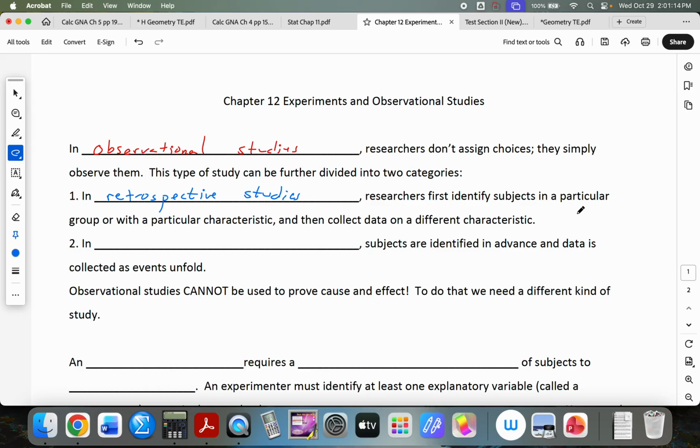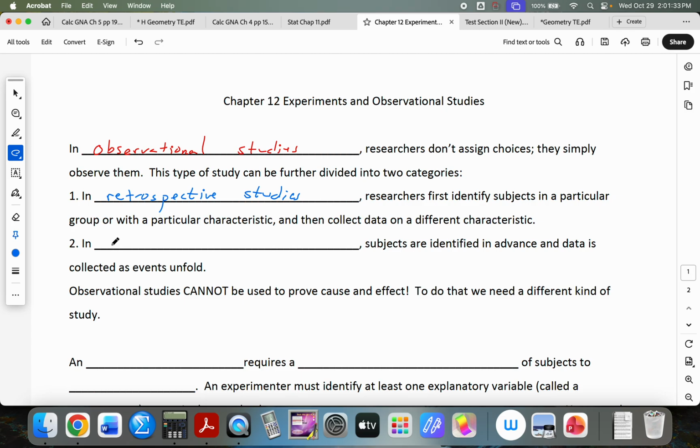Or you could look at people who are alive currently who have high blood pressure and then also look at their blood sugar level. See if those two are related to one another or not. Okay?